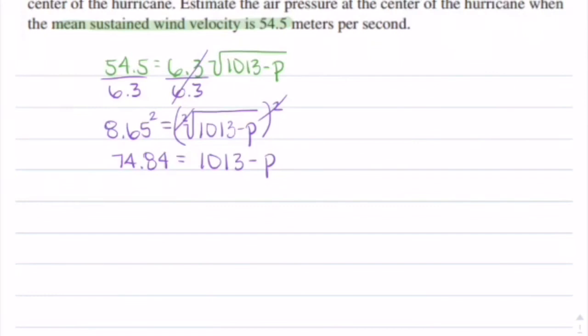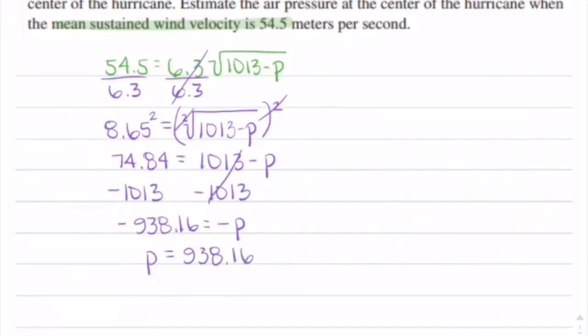And now we continue solving. We're trying to solve for P, so we need to get rid of the 1013 by subtracting it from both sides. That's going to leave me negative 938.16 is equal to negative P. I want positive P, so I'm going to multiply through by negative 1, or you can just think of it as canceling the negatives on both sides. And that's going to leave me with P is equal to 938.16, and my units on that is millibars of pressure.